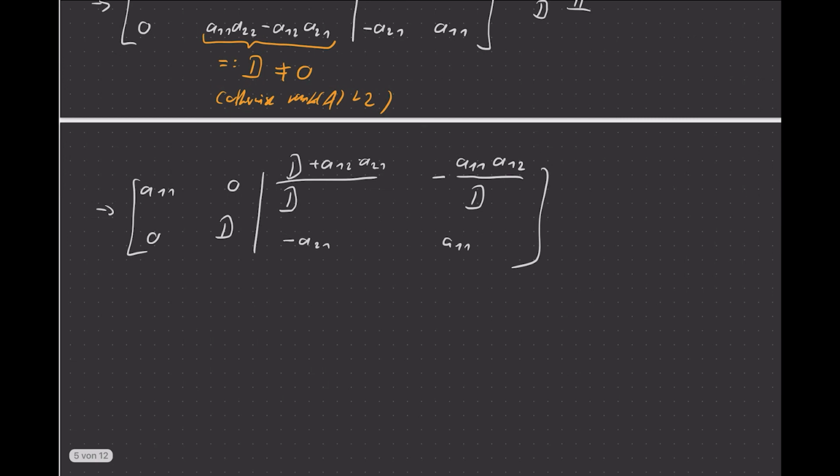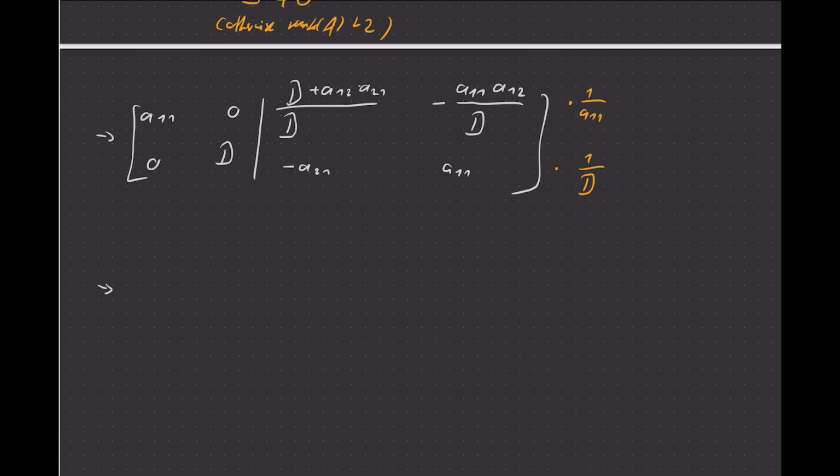And finally, two things we need to do to obtain our final result: we need to multiply this by 1 over A11. And remember, A11 was not 0. We said that before. And we have to multiply this by 1 over D. And remember again, D is not 0 as well. And now, what do we obtain? The left-hand side here is as desired, the identity matrix.